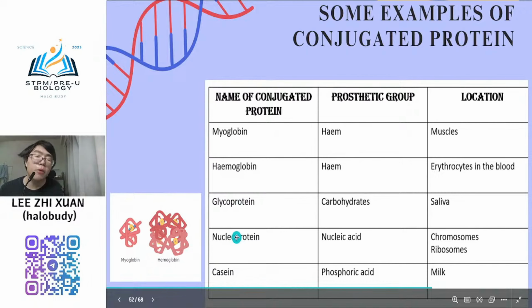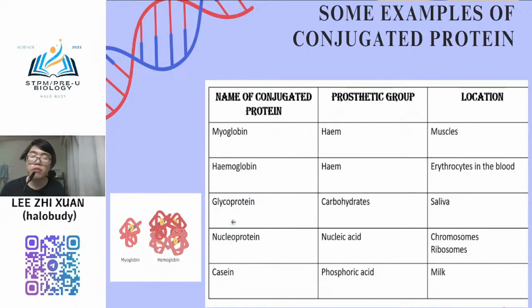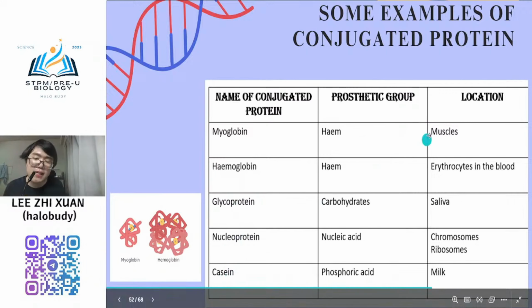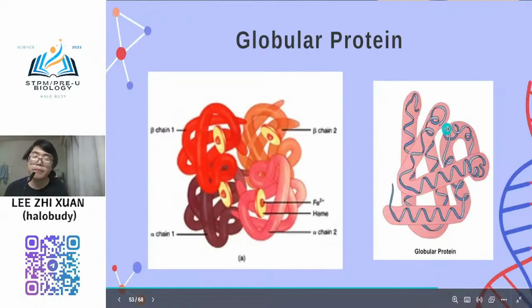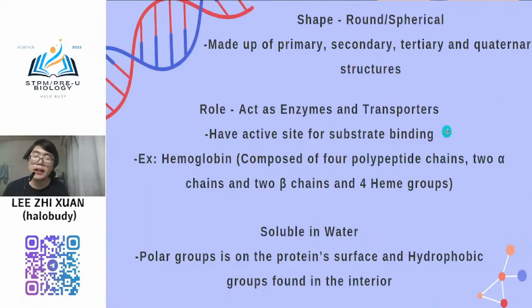Also glycoprotein is one of the conjugated proteins. Glyco means there is a carbohydrate chain bonded to that protein. So here your prosthetic group is carbohydrate. And also nucleoprotein and casein are examples. Another different classification is globular protein and fibrous protein.